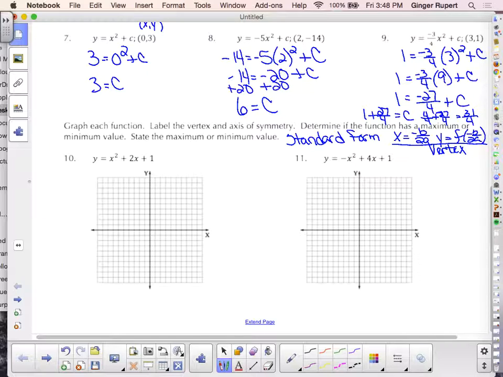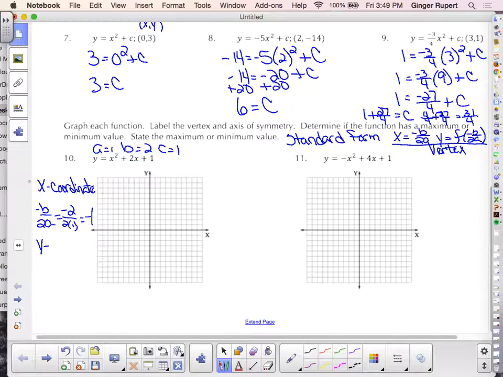The x-coordinate of the vertex is minus b over 2a. So I go up to my equation. a is equal to 1, b is equal to 2, c is equal to 1. So I have minus 2 over 2 times 1. It's going to give me an x-coordinate at minus 1.